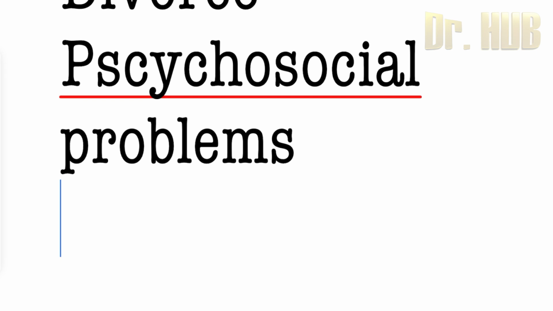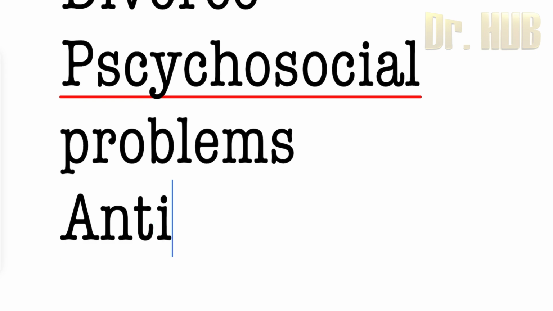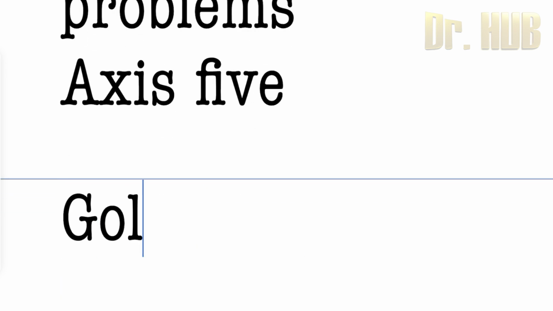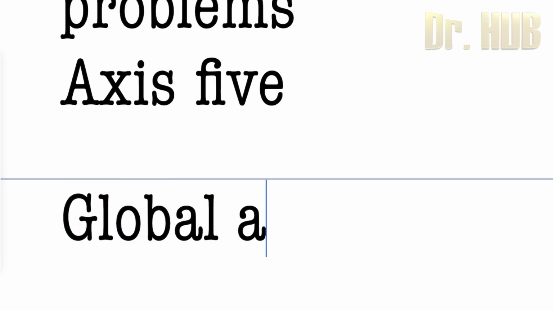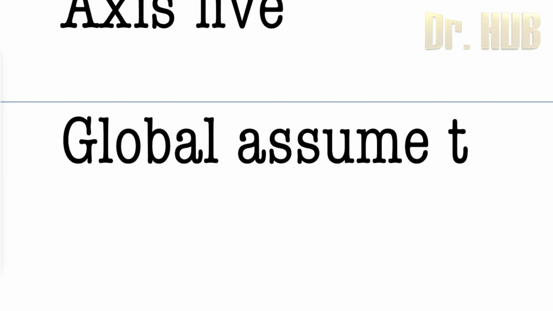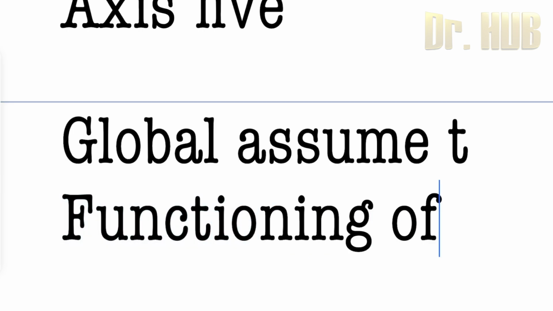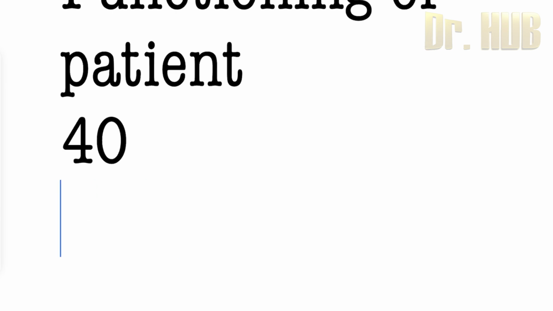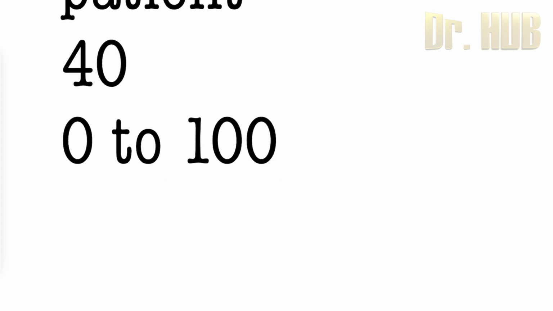Then we move on to axis 5. Under axis 5 it is a global assessment of the functioning of the patient. For example, the functioning of the patient is around 40. It is described from 0 to 100, where 0 is the minimum functioning, whereas 100 is the highest functioning.